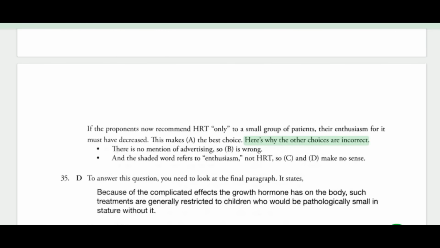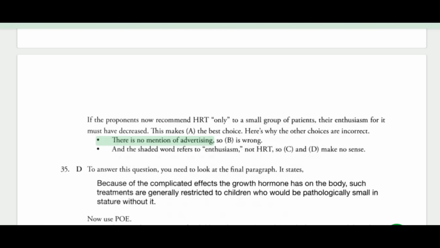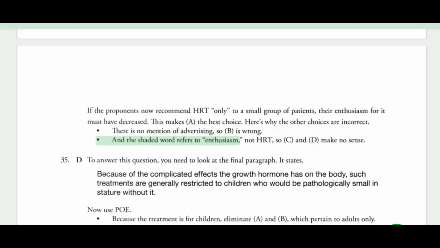Here's why the other choices are incorrect. There is no mention of advertising, so B is wrong. And the shaded word refers to enthusiasm, not HRT, so C and D make no sense.